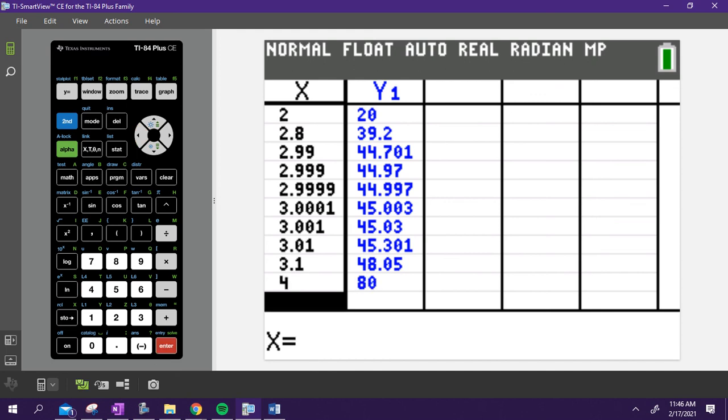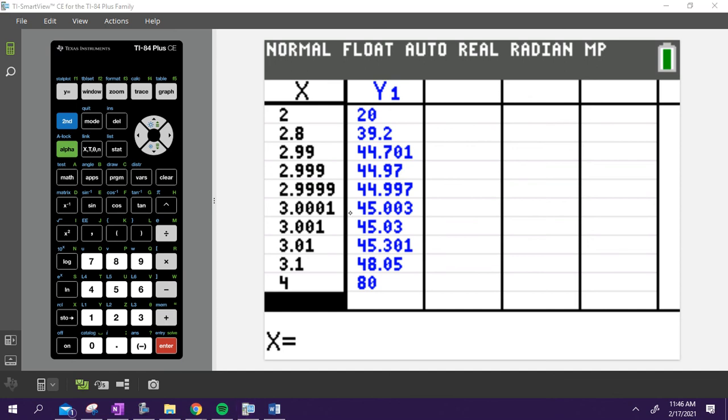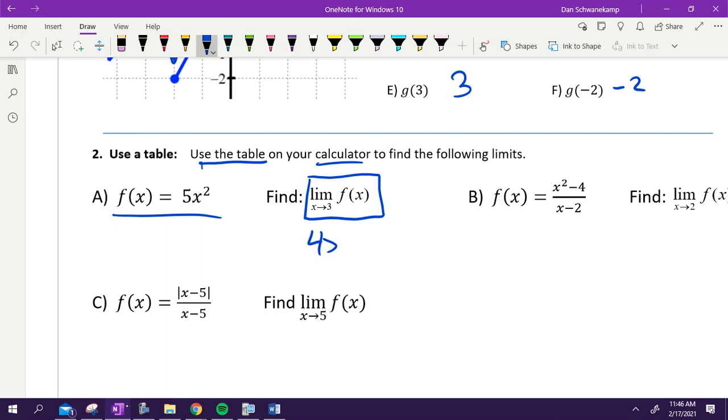The whole key there is to see, as I approach this thing from the left-hand side and the right-hand side, am I approaching the same number? Could you say that you're approaching the same number here? What number do you think I'm getting closer and closer to from both the left and the right-hand side? 45. My answer is 45.